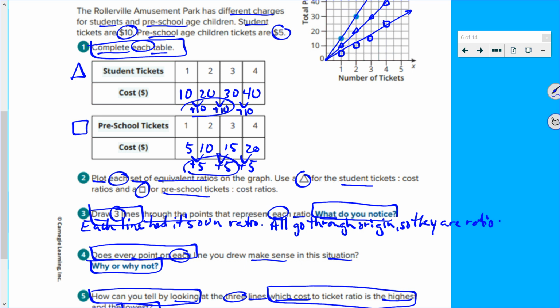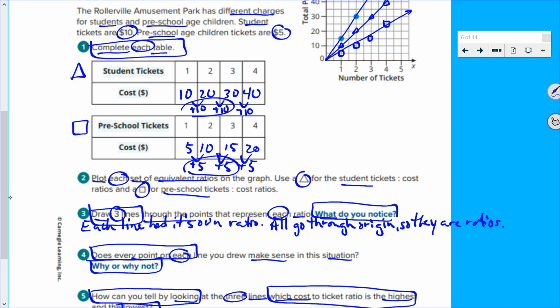Anything else? Anything else anyone noticed? Wait, Katrina, you didn't notice anything? That's pretty sad. What do you got, Jaden? They are equivalent. Yeah, that's the one we just did. They all go through the origin, so the ratios are equivalent. Okay, good job. Does every point on each line you drew make sense in this situation?